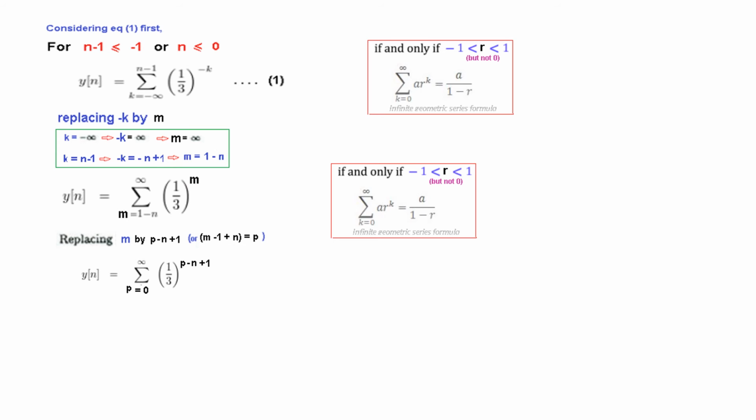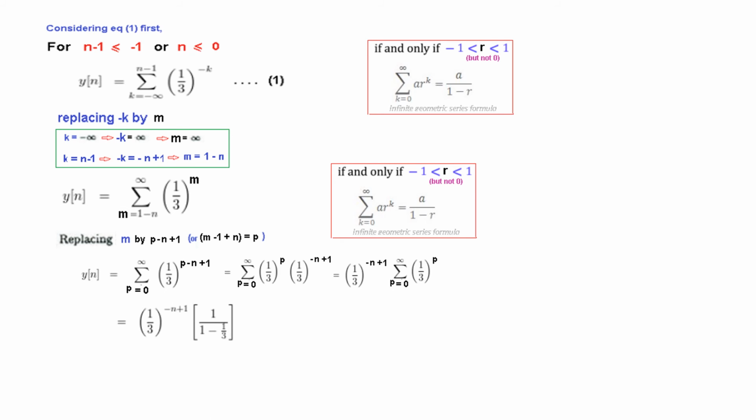Now what will happen to m here? From here we can write that m is p minus n plus 1. So this one has changed, but we can manage this. Let's see how to do that. If we break this, we can write it as 1 over 3 to the p, and the second term is 1 over 3 to the power minus n plus 1. Now the second term is not dependent on the summation, because the summation is with respect to p. So this is a constant, we take this out, and what is left exactly matches the infinite series.